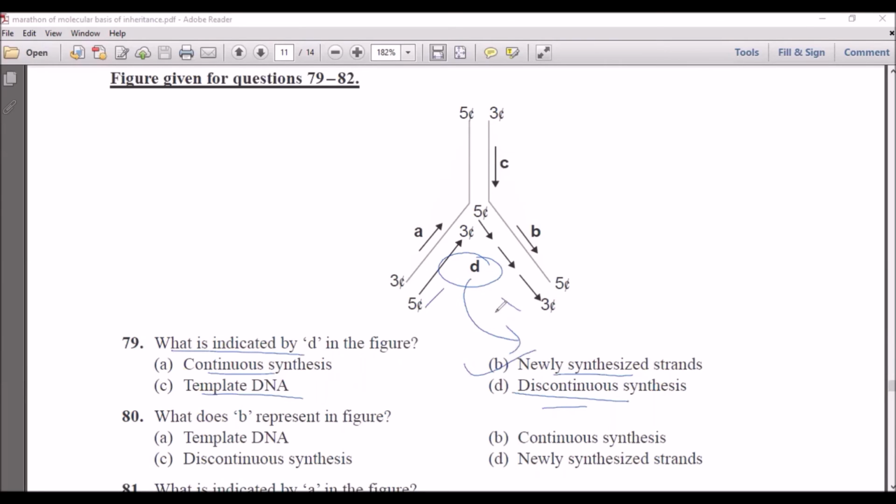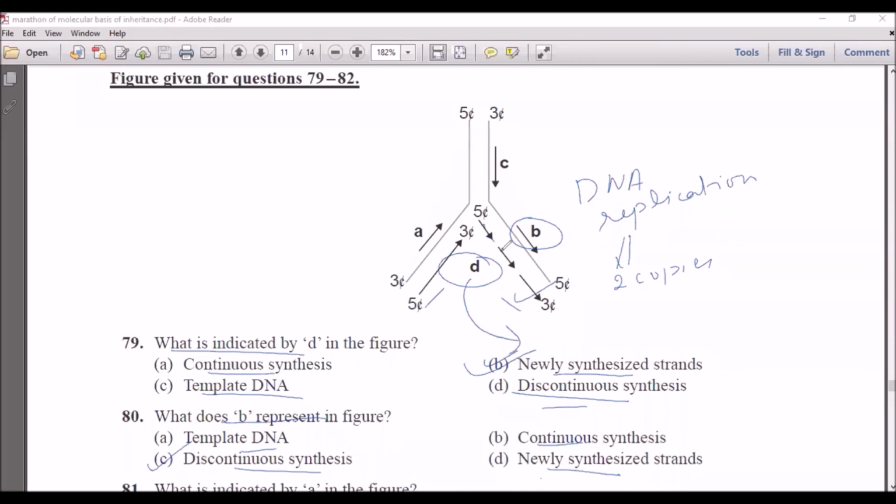Both the strands are newly synthesized, and this figure is showing the process of DNA replication in which two copies of DNA are formed from single DNA, and these two represent the newly synthesized strand. What does B represent in the figure? Template DNA, continuous synthesis, discontinuous synthesis, or newly synthesized strand? Now this B, we can see in the figure, represents the discontinuous synthesis.